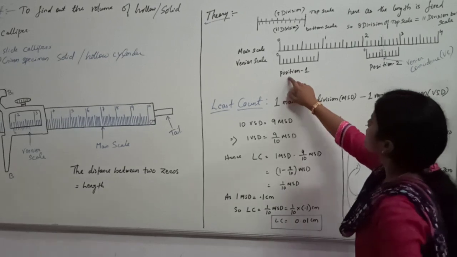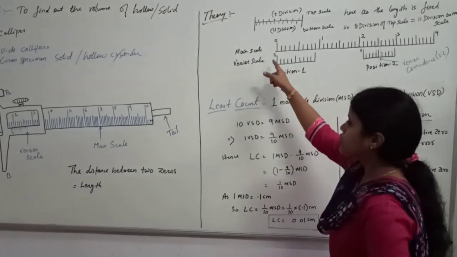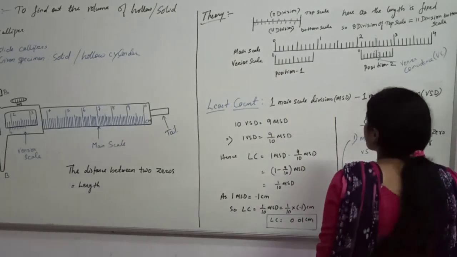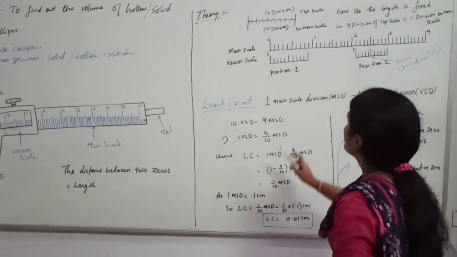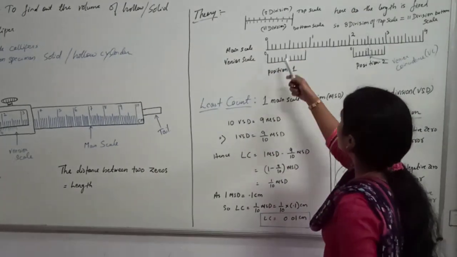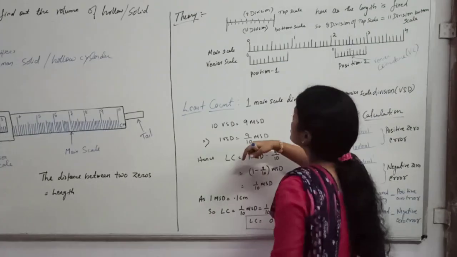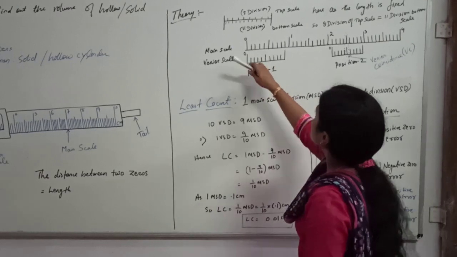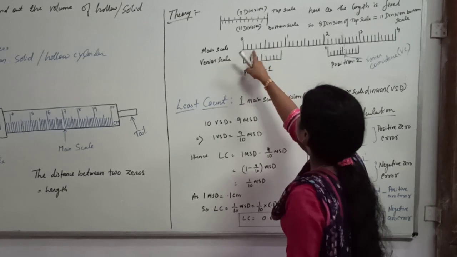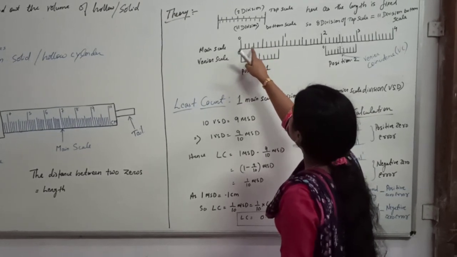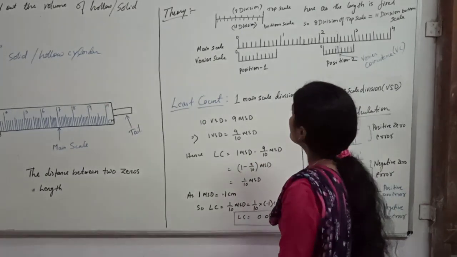what you will see, the 0 of this main scale will coincide with the 0 of this vernier scale. Okay, so the 0 of this main scale will coincide with the 0 of this vernier scale. When this will happen, you will observe that this length is fixed. This length is fixed. Then you will try to calculate the divisions. Suppose I want to calculate how many divisions are there in the main scale. How I will calculate? 1, 2, 3, 4, 5, 6, 7, 8, 9. 9 divisions are there. Okay.